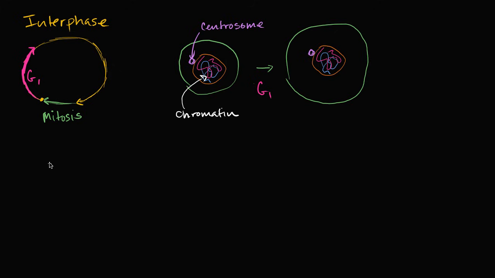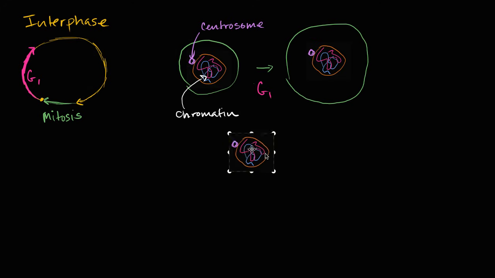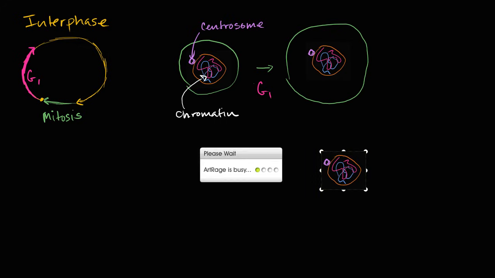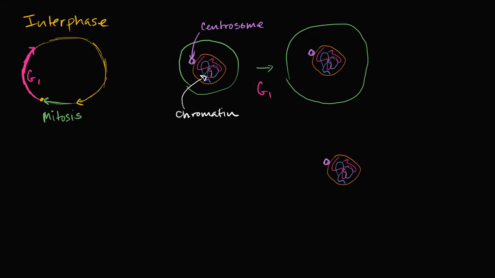But then you can imagine, well, look, it's going to need to replicate the information that's coded by the DNA at some point. And actually, this happens before mitosis. And so let's depict that. So let me draw the nucleus and the centrosome again. Let me draw that again, and let me draw the cellular membrane of this nice, healthy, growing cell.